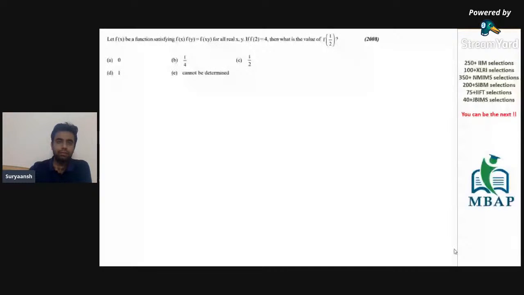No volunteers? f(x) into f(y) is basically given as f(xy) for all real x and y. If f(2) is given as 4, then what is the value of f(1/2)?